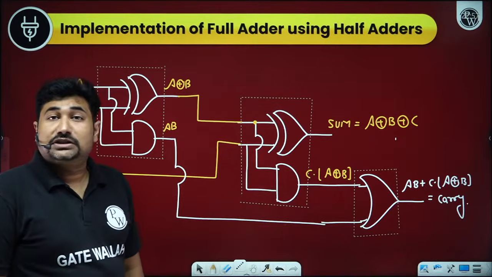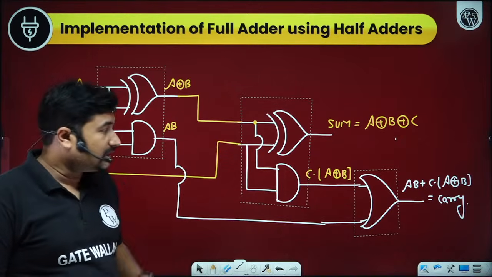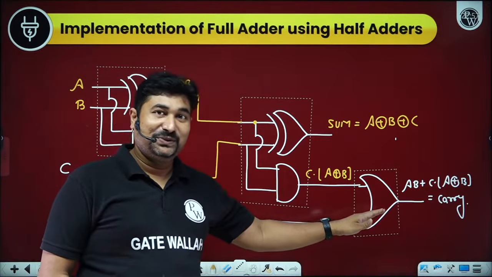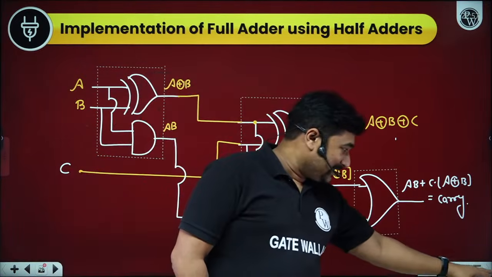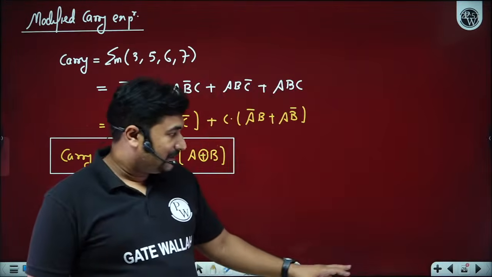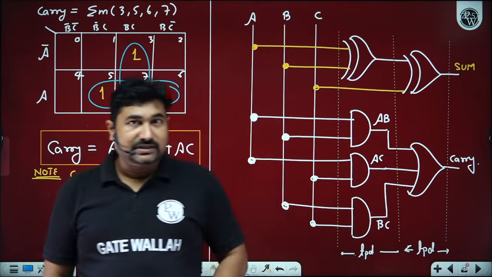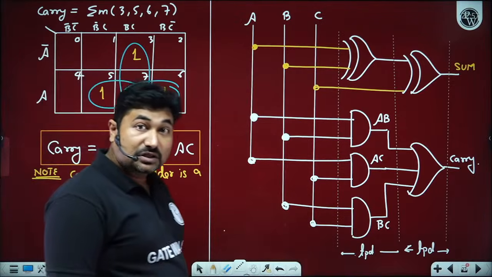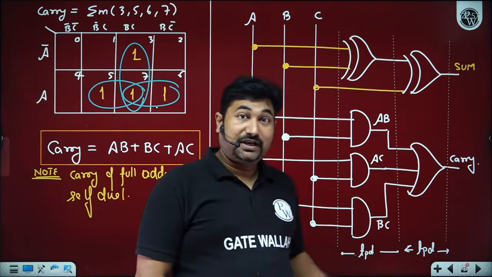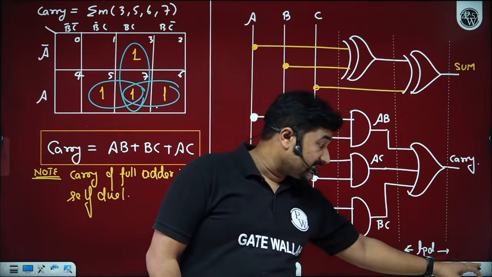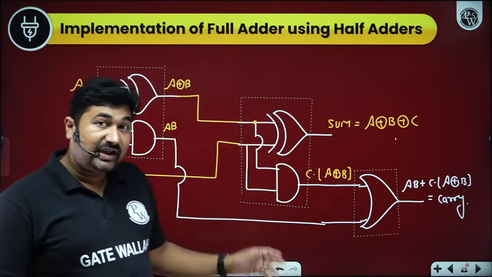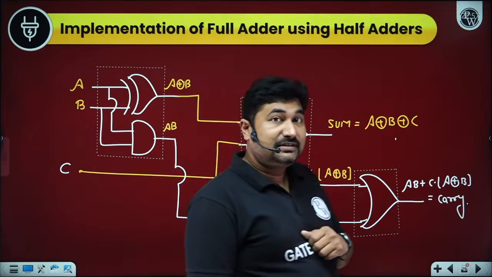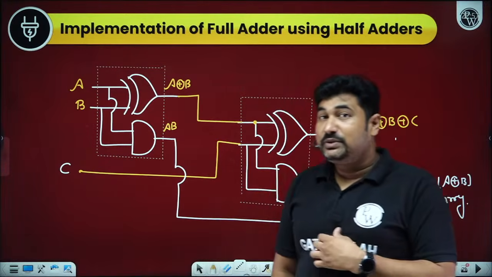How many number of logic gates are there? Sir, 1, 2, 3, 4, 5. Oh, sir. Now I am able to understand why you have modified this expression. How many number of logic gates are here? We have 6 logic gates. How many number of logic gates are here? We have 5 logic gates. Same function will be implemented with a reduced cost.